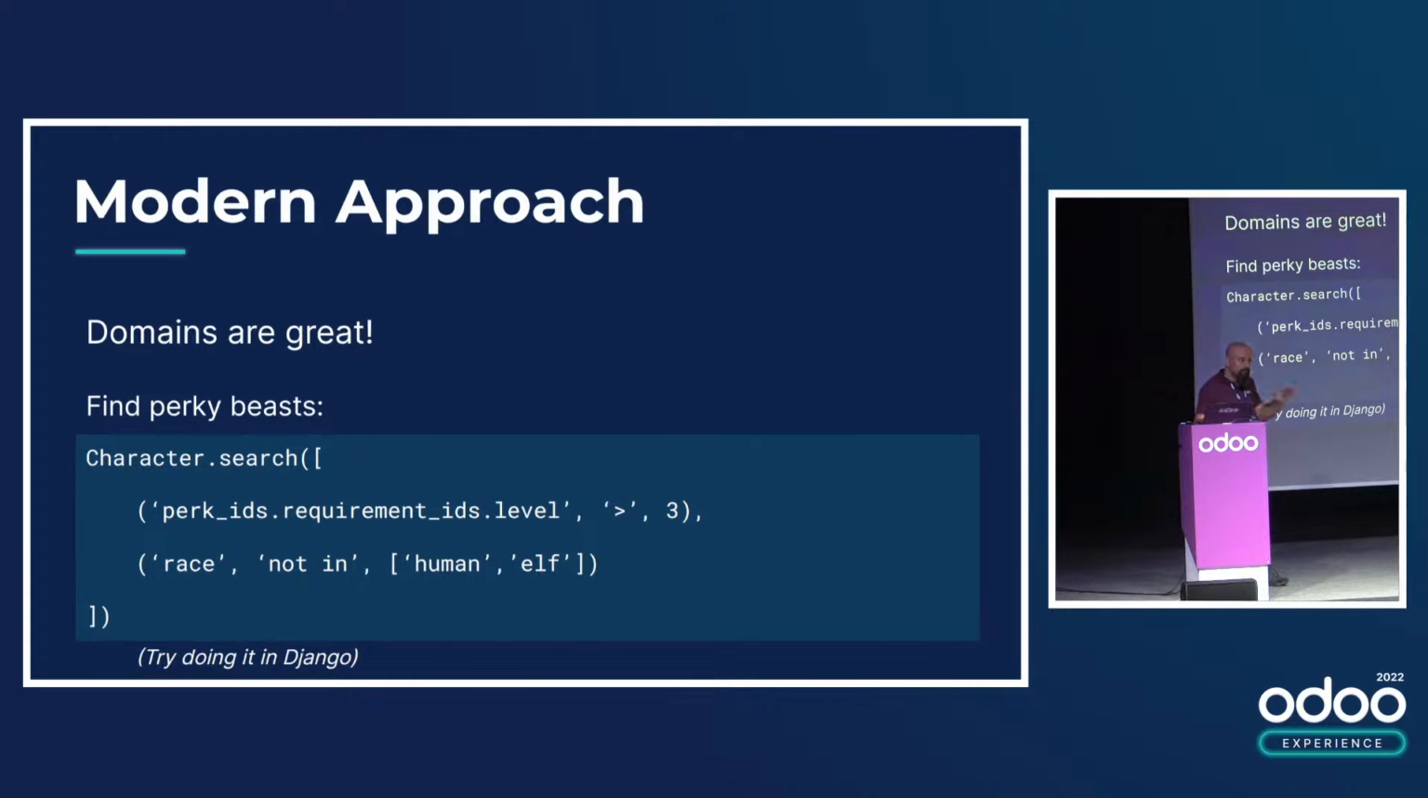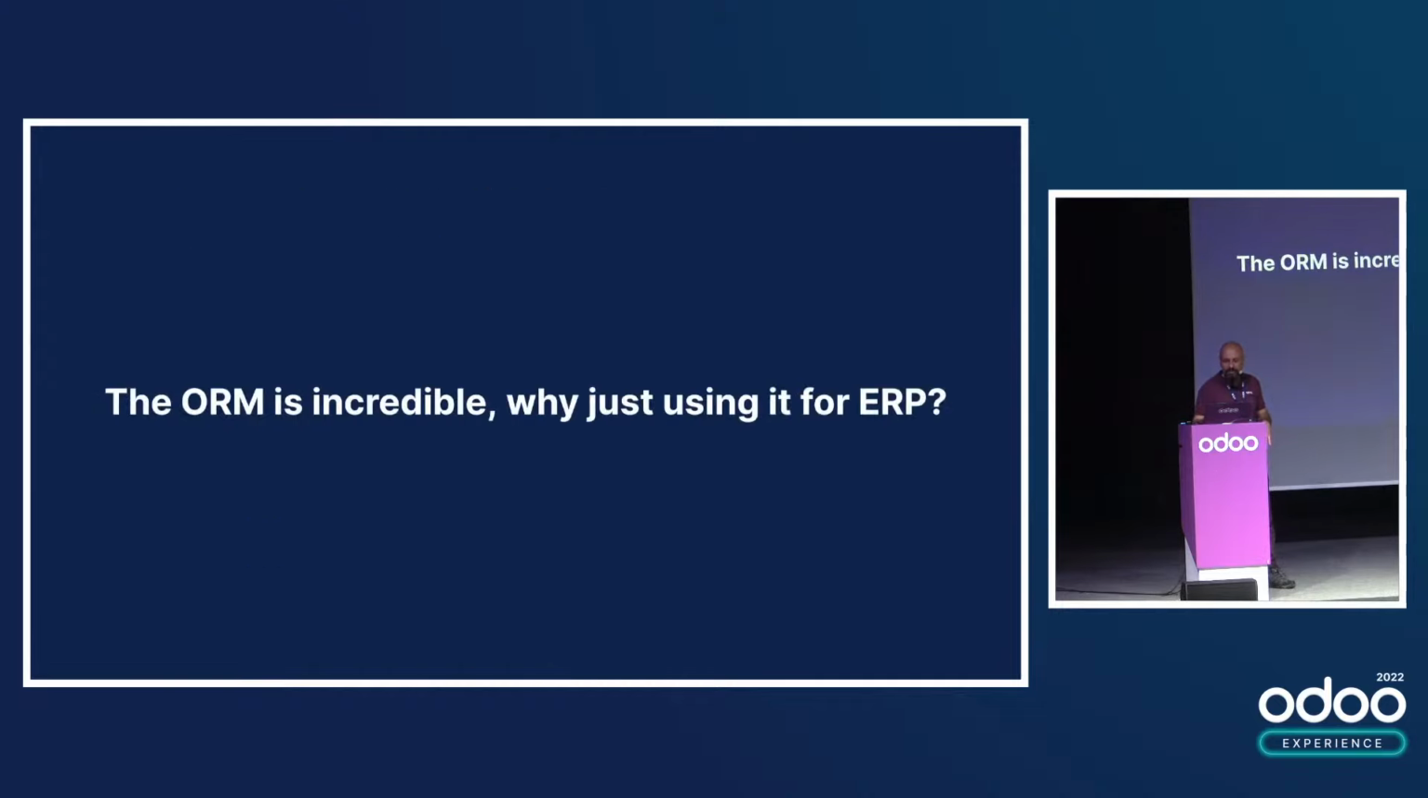There are many other subjects. Some of them were talked about in the last talk, so I removed these slides. But also you have asset bundling, and so on. You can count lots of things. So the ORM is incredible. Why are we using Django? Anyone?